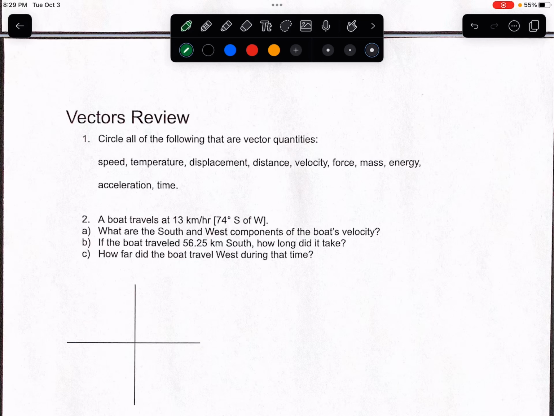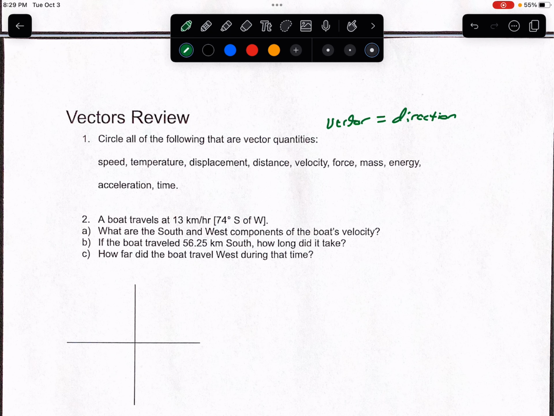All right, so this is going to go over the vector review. Circle all of the following that are vector quantities. In order to be a vector, it has to have direction. That means positive and negative matter, north and south matter. So we're going to go through here.